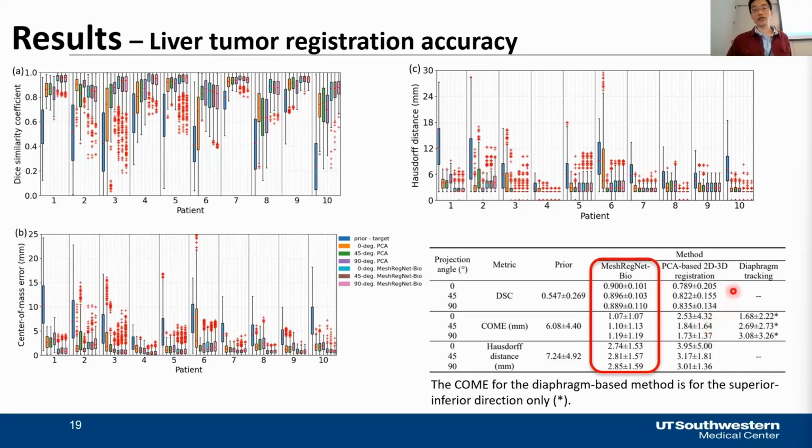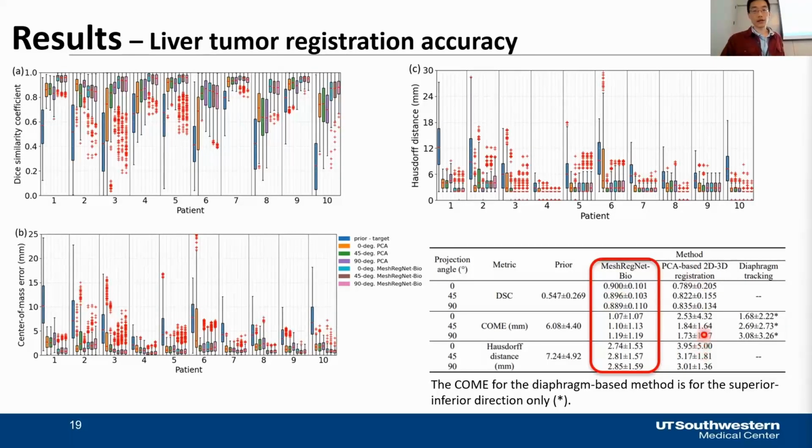And also here I give you the results of the center of mass error of the diaphragm tracking at the 3 projection angles. Here, the diaphragm tracking will only track the diaphragm motion in the superior-inferior direction. It is probably hard to see all these detailed results, but the baseline result is that our method has very stable performance. The registration accuracy isn't really sensitive to the projection angles, and our center of mass error is less than 1.2 millimeter compared to other methods.